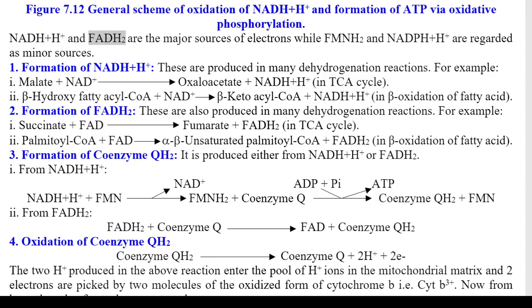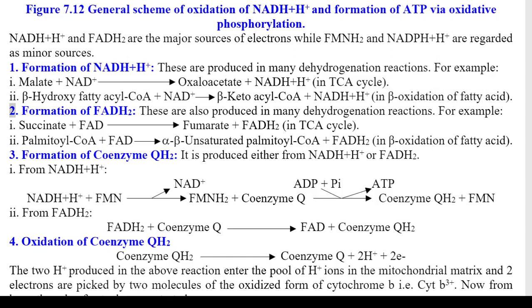NADH plus H+ and FADH2 are the major sources of electrons while FMNH2 and NADH plus H+ are regarded as minor sources. 1. Formation of NADH plus H+. These are produced in many dehydrogenation reactions. For example, 1. Malate plus NAD+ gives oxaloacetate plus NADH plus H+, in TCA cycle. 2. Beta-hydroxy fatty acyl CoA plus NAD+ gives beta-keto acyl CoA plus NADH plus H+, in beta-oxidation of fatty acid.